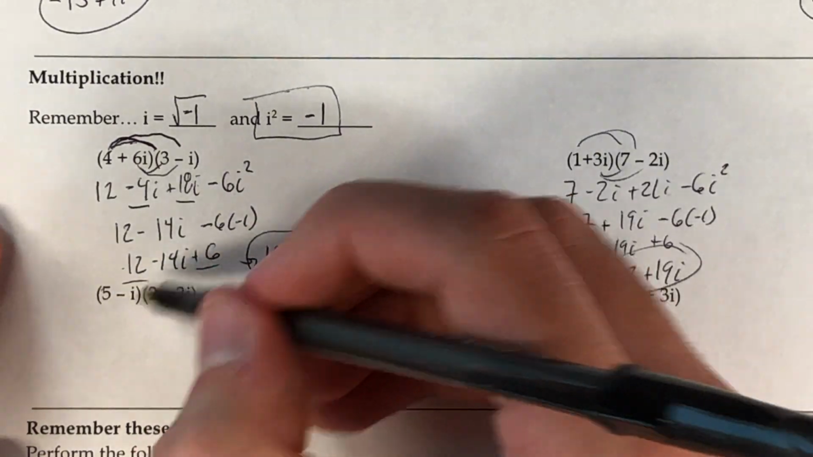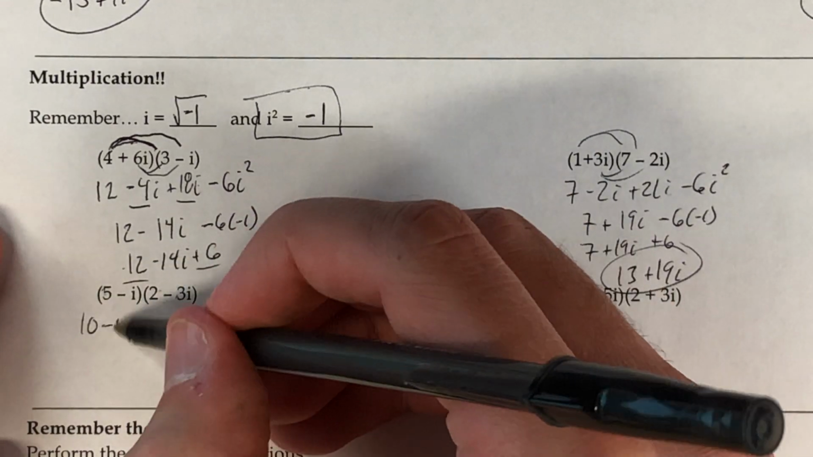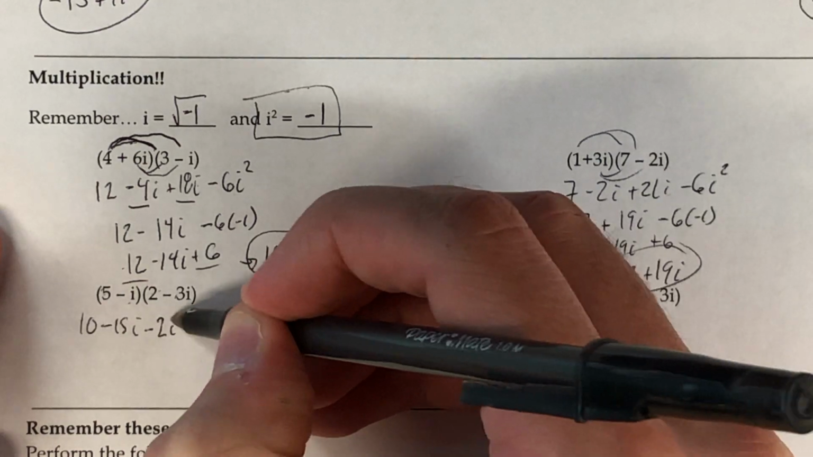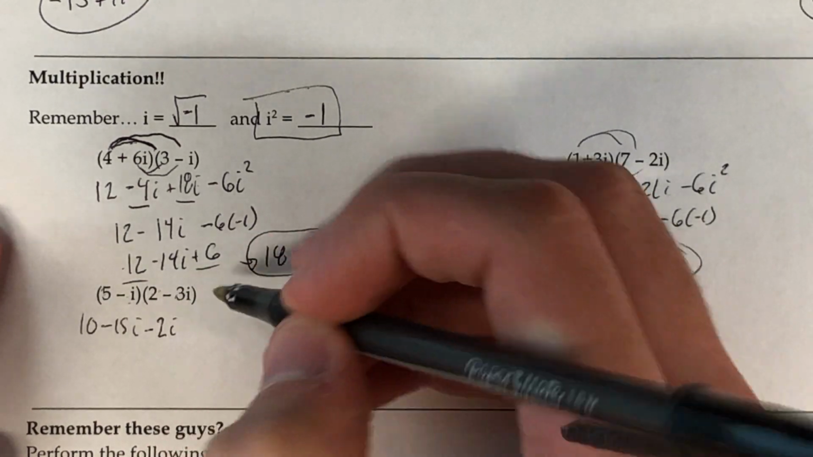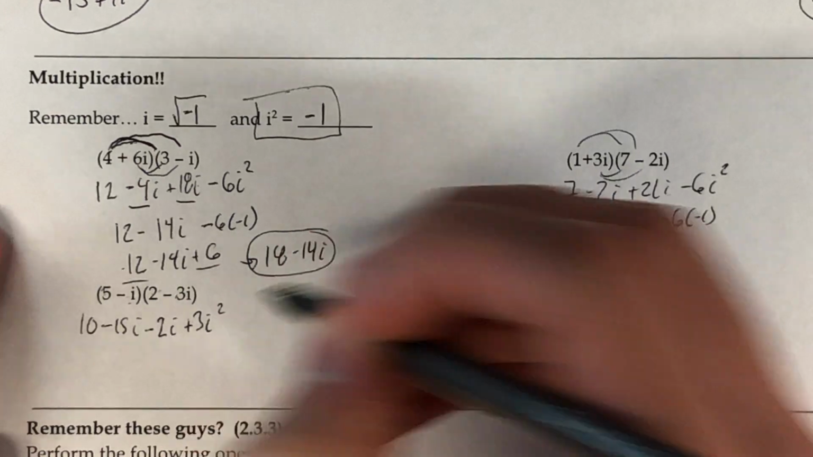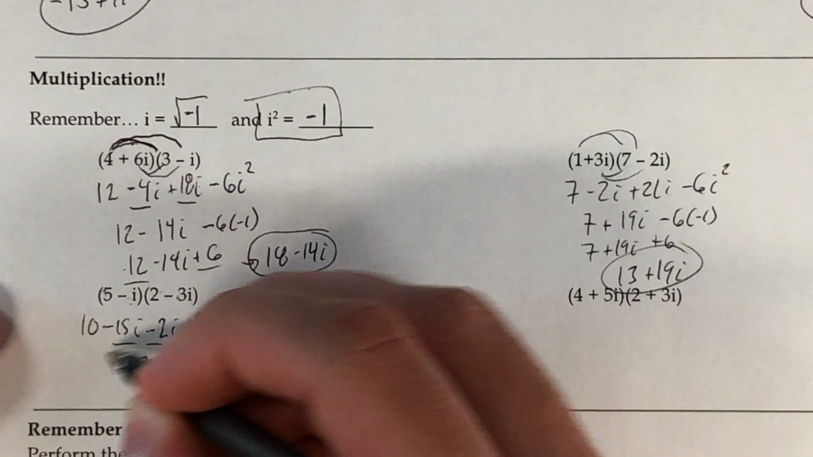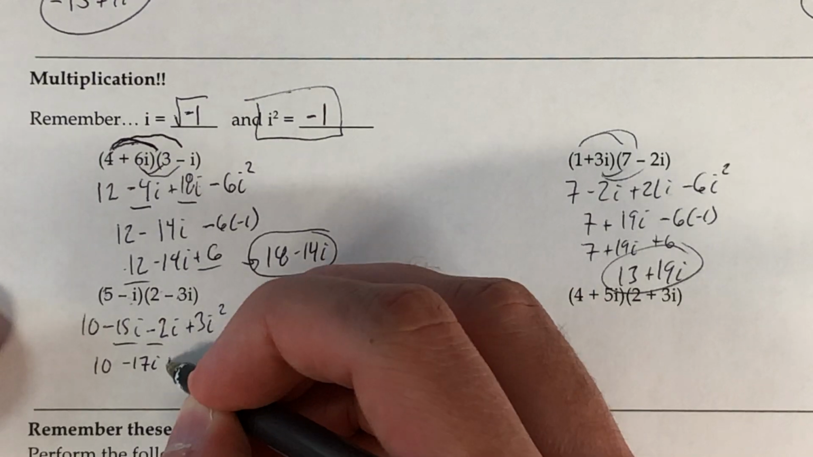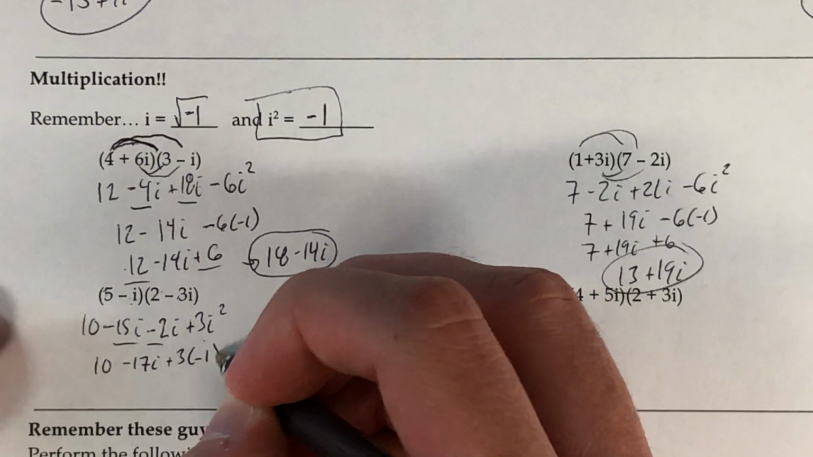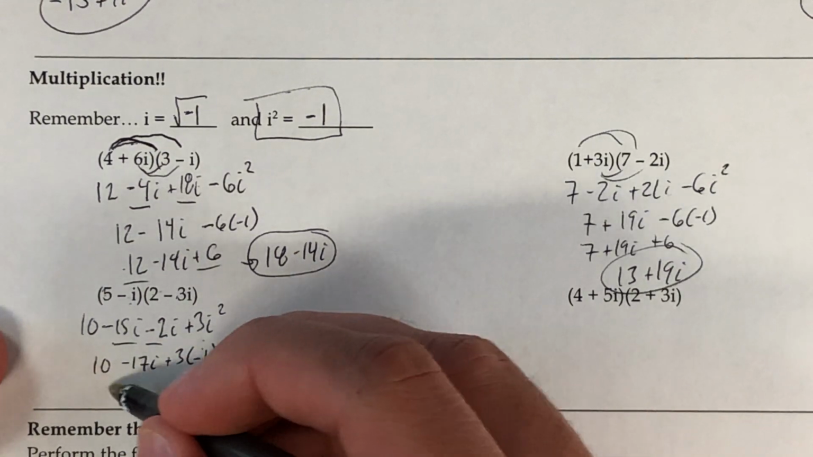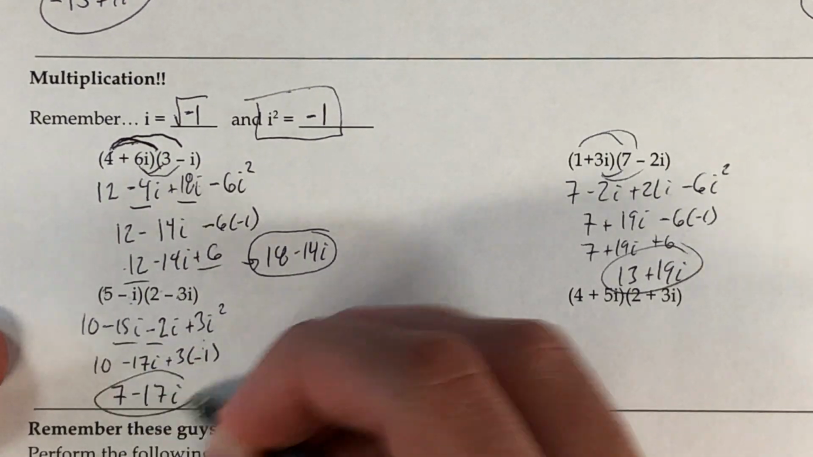Continuing, 5 times 2 is 10. 5 times negative 3 is negative 15. Negative i times 2 is negative 2i. Negative i times negative 3i would be positive 3i squared. Combine like terms in the middle to get negative 17i. Substitute in negative 1 for i squared, so we get 3 times negative 1, which would be negative 3. 10 minus 3 is 7, so we get 7 minus 17i.